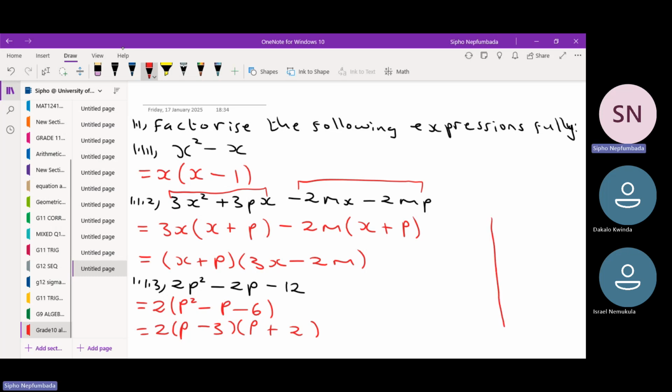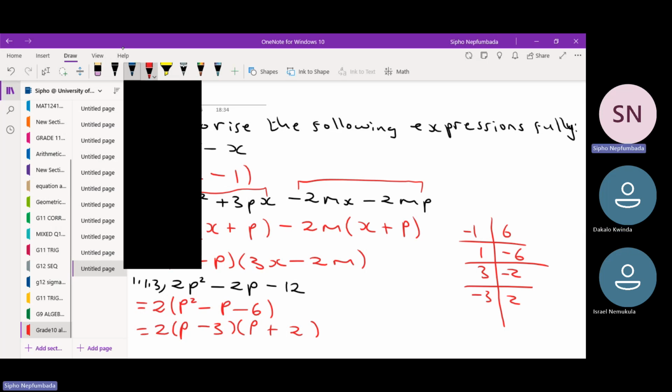The factors of 6 are 1 and 6. They must multiply to give negative 6. Then positive 1 and negative 6 is negative 6 again. Then we try 3 and 2, then it's negative on this side. Then negative 3 and 2 can give us negative 6, and that is the factor.